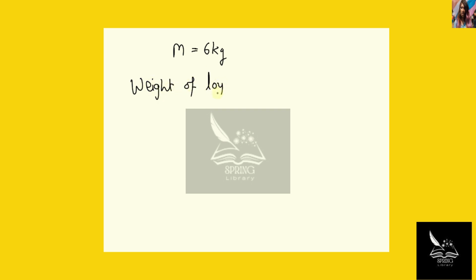So we will see what we have to do. The weight of the toy will be m times g. So mass is 6 into 9.81. This gives us the answer as 58.86 newtons. So this is the weight, but now she can apply only half of it.